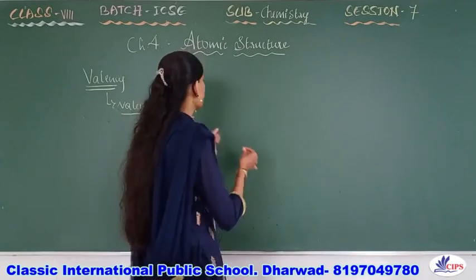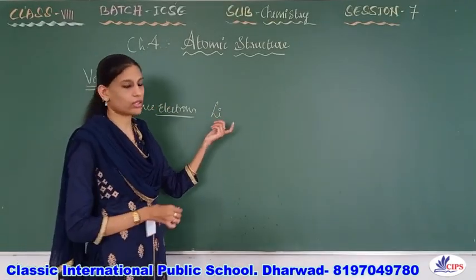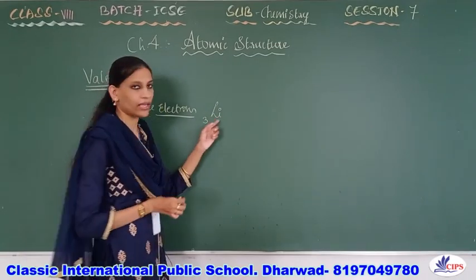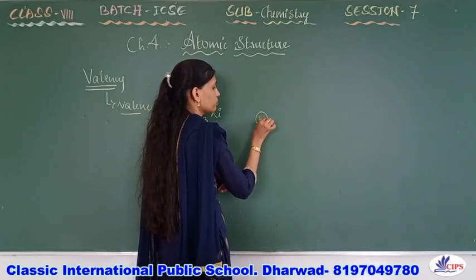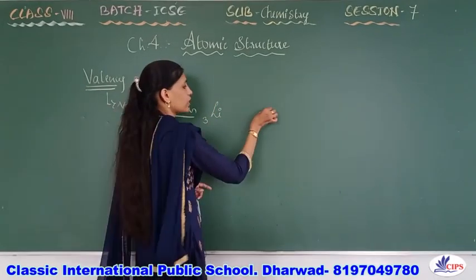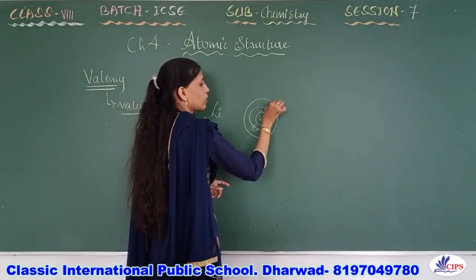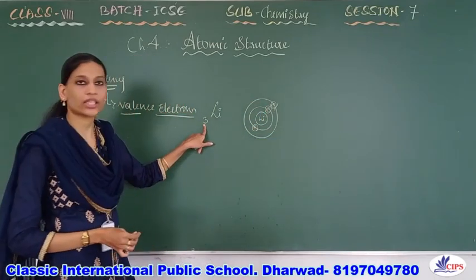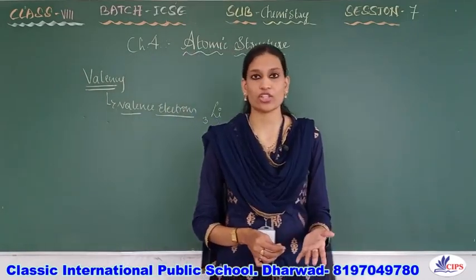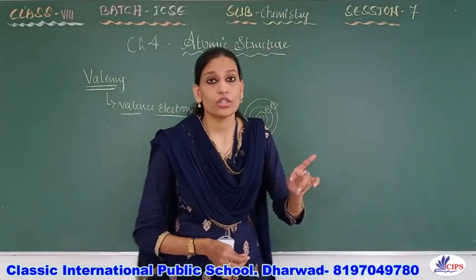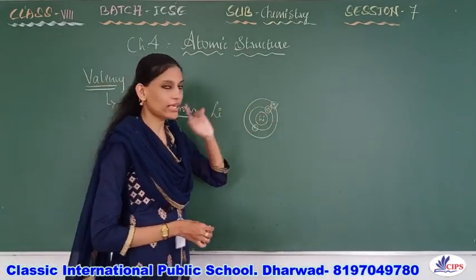Say for example, we have lithium. Lithium's atomic number is 3, and its symbol is Li. Now see the electronic distribution. Lithium 3 means K shell has 2 electrons, then the L shell has only 1 electron. The atomic number is 3, so 1, 2, 3 electrons. The K shell is filled, so it moves to the next shell, the L shell, with 1 electron. Now in the outermost shell, how many electrons are left?